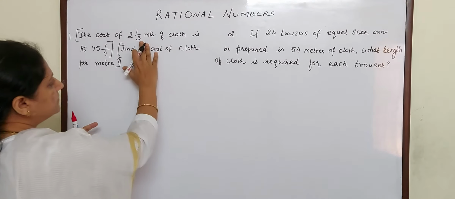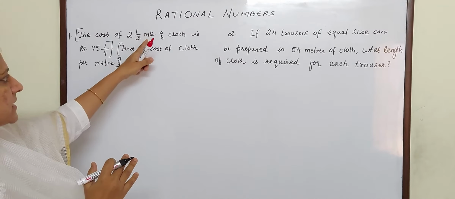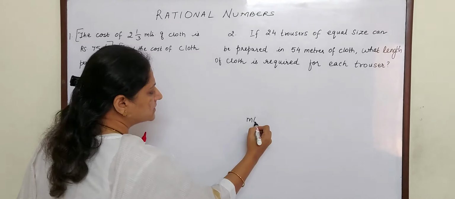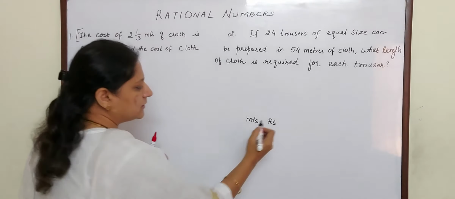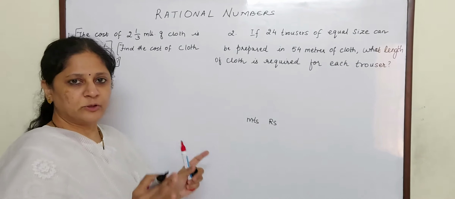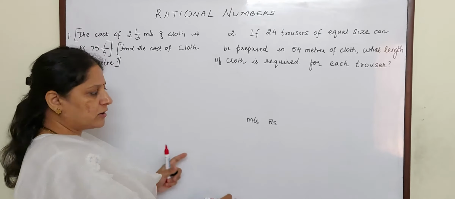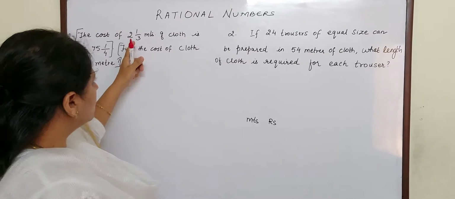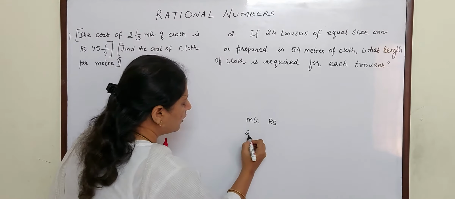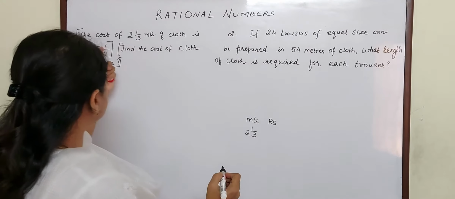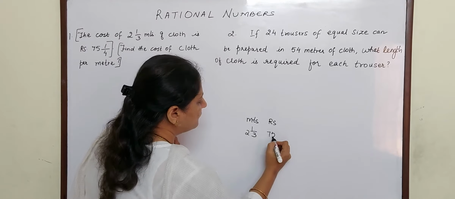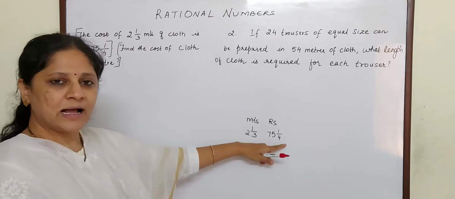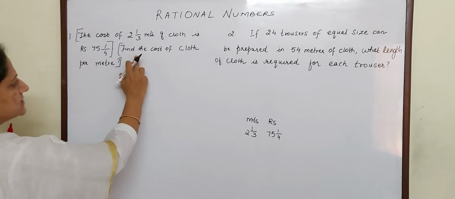Here the information given in this problem is about meters of cloth and rupees. So we will write here meters of cloth and rupees. This you will do in a rough column. You will be having a place to do rough work. You do this there. So 2 1/3 meter of cloth is 75 1/4. So this is the first sentence which is given in the problem. I have written here. Now what is the second sentence?